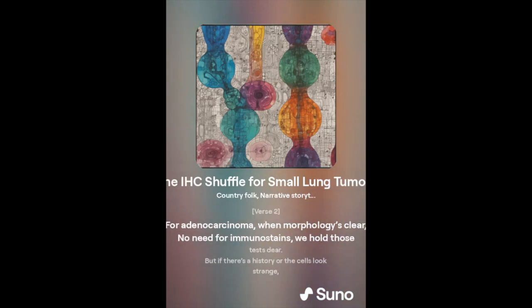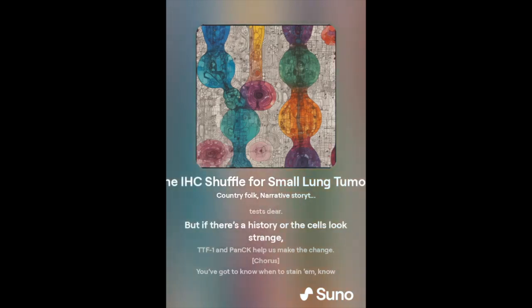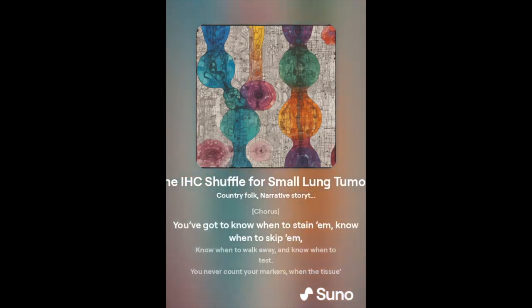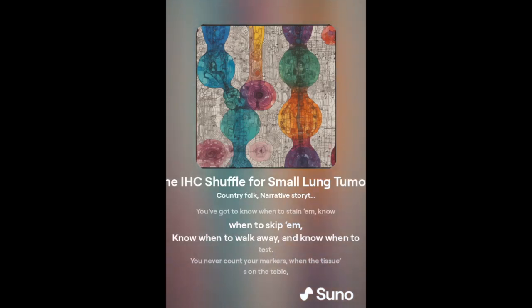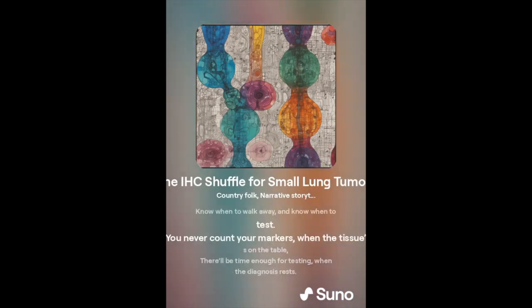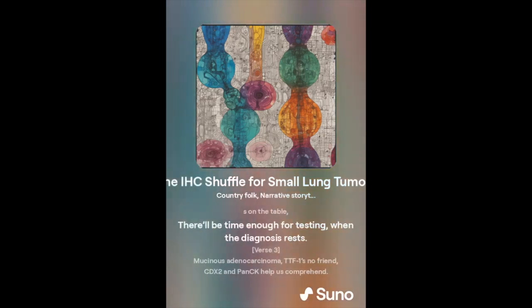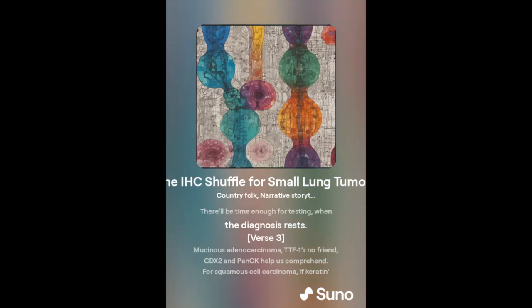For adenocarcinoma, when morphology's clear, no need for immunostains, we hold those tests dear. But if there's a history, or the cells look strange, TTF1 and PAC help us make the change. You've got to know when to stain them, know when to skip them, know when to walk away, and know when to test. You never count your markers when the tissue's on the table. There'll be time enough for testing when the diagnosis rests.